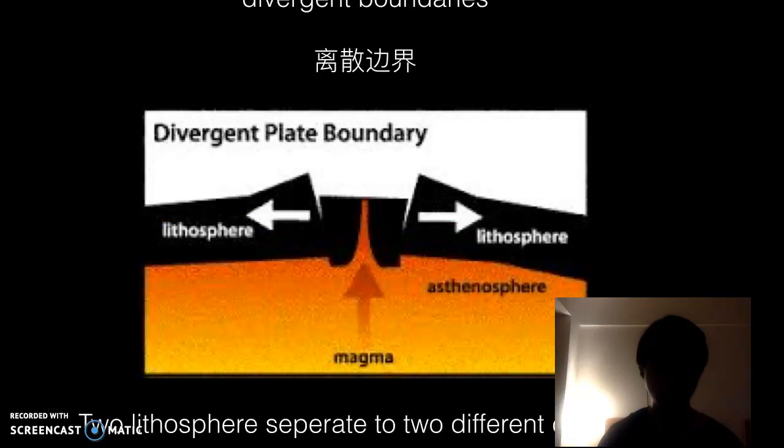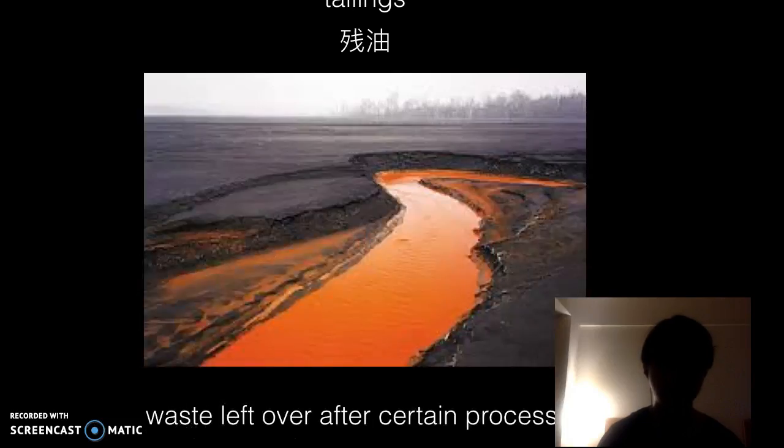And divergent boundaries means 离散边界, where two different lithospheres separate in opposite directions, like the graph shows. And tailing is 残油, that is the waste left over from some certain kind of process, mostly industry, like heavy industry.